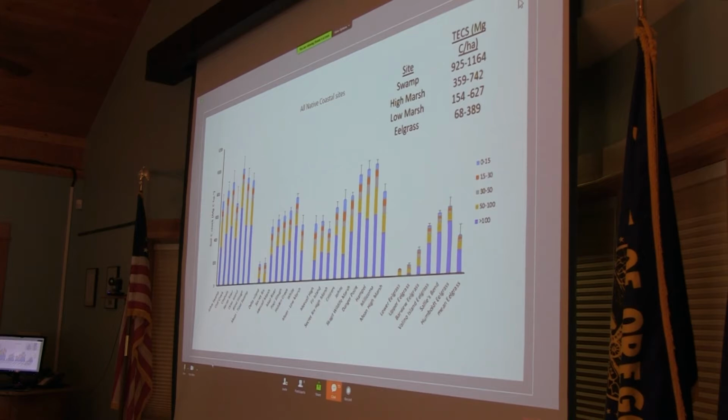The swamp's 925 to 1100. Pretty high variation in the high marshes, 359 to 742. Even higher variation in low marshes, from 154 to 627. And then the eelgrass, the highest actual absolute variability, from 68 to 389 tons per hectare.